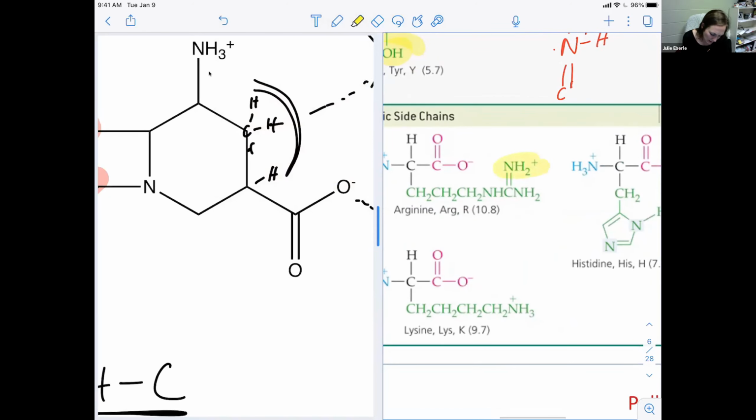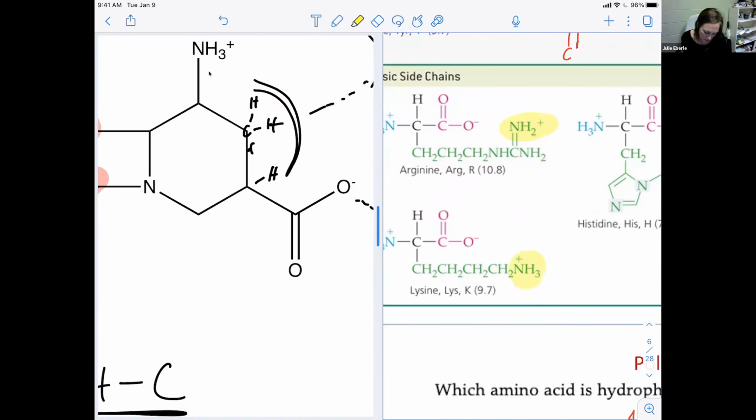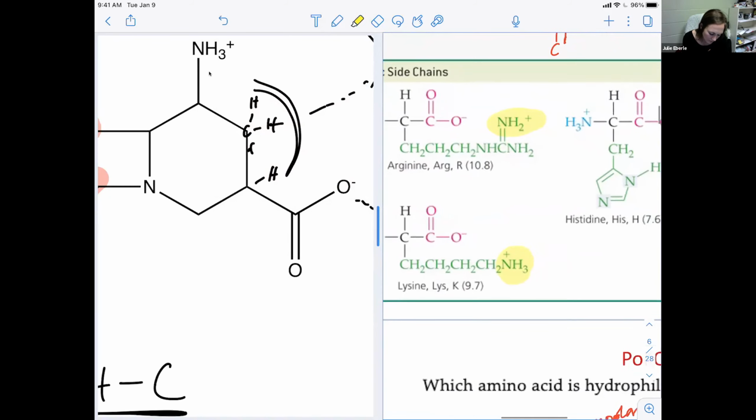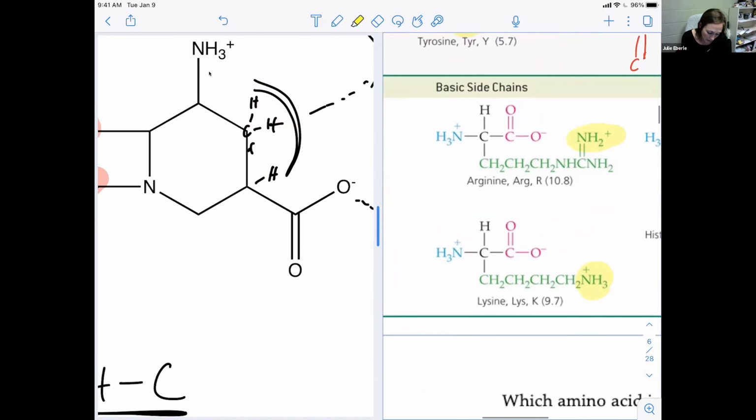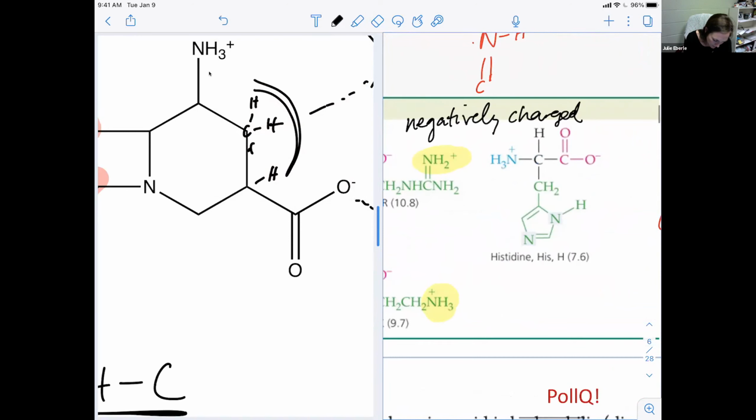All right, I see a positive charge here. I'm not ignoring this whole other side chain, but the dominant characteristic of this side chain is the positive charge. So we call this basic. Positive charges are going to interact with negatively charged groups. Why? Opposites attract. Does that make sense?